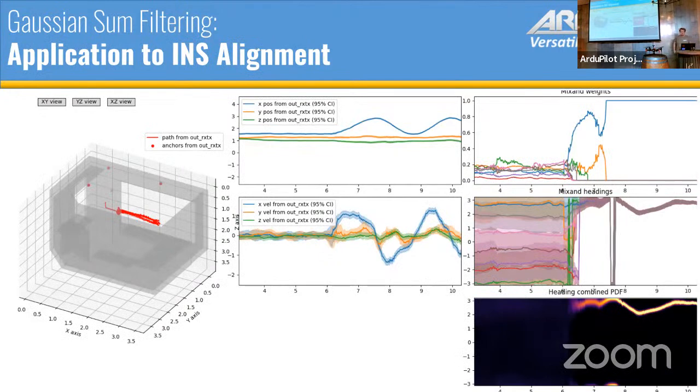So now I want to talk about the application to INS alignment. This is an example of an inertial navigation system. It's a full state inertial navigation with, I believe, 18 states, so it's estimating the attitude, biases, position, velocity. An indoor navigation project. These are little radio beacons. Decawave stuff.